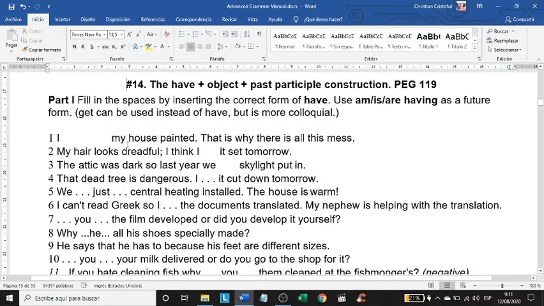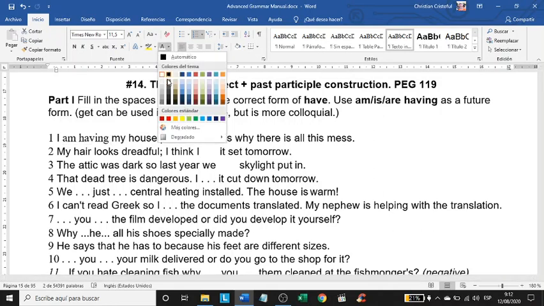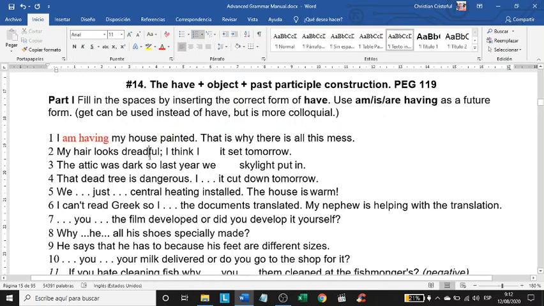Okay. My house painted. That is why there is all this mess. When does this happen? Is the mess happening now or in the future or in the past? It's happening now at the moment of speaking. Therefore, I need to use I am having my house painted. In this moment, I am having my house painted. I am hiring people to paint my house. That's why I can see all the mess at the moment of speaking.